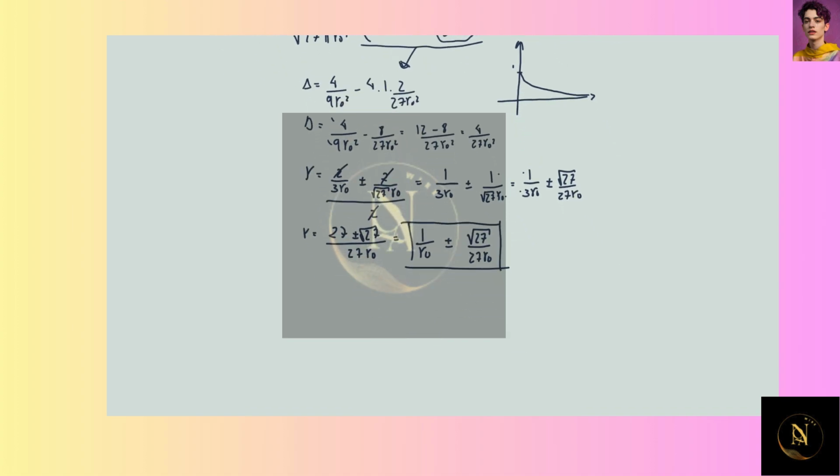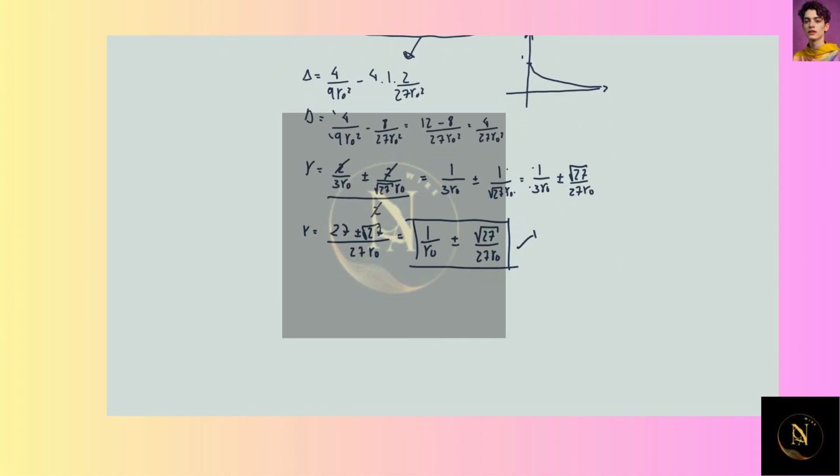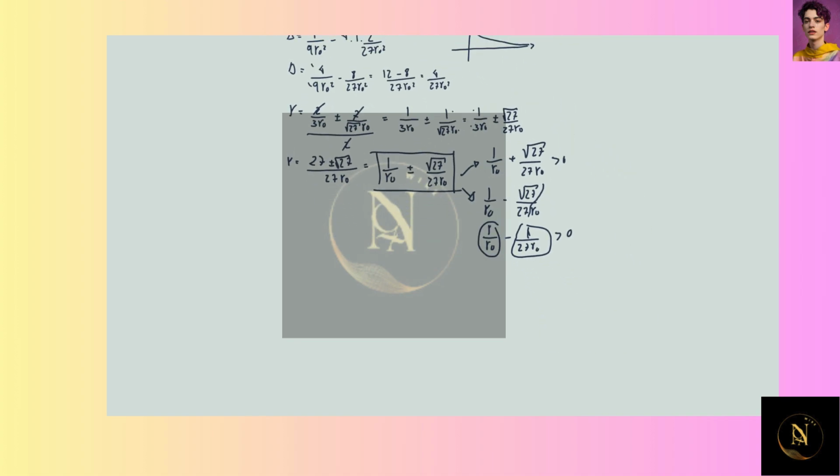So we have two real roots. One is 1 over r0 plus the square root of 27 divided by 27 r0, which is bigger than 0, and the other one is also bigger than 0, because of the square root of 27 divided by 27 times r0. Note that the square root of 27 divided by 27 is the same as 1 over the square root of 27, and this fraction is smaller than this fraction, so the whole is bigger than 0. So the graphic of the polynomial is as follows.